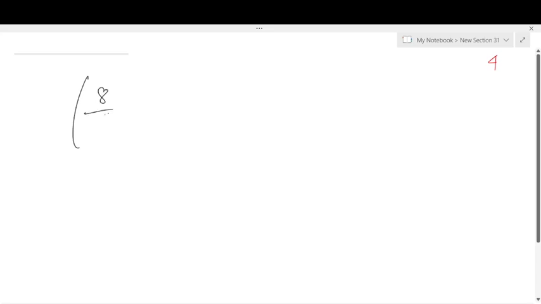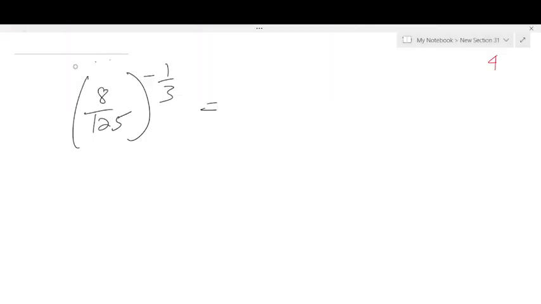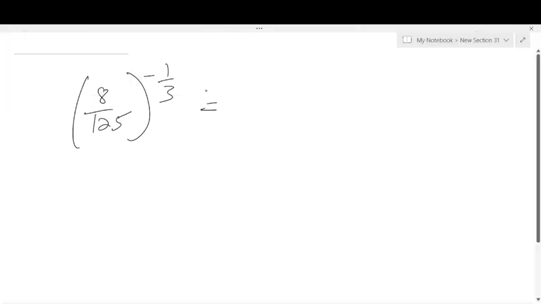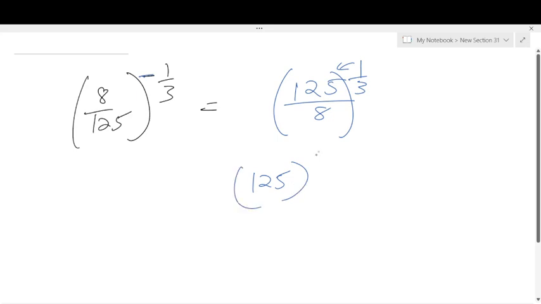Sixth question, 8 by 125 to the power of minus 1 by 3. What's the first step? Yes. First, check the positive or negative. First preference we give positive or negative. It is negative. So what you write? 125 by 8, power 1 by 3. This 1 by 3 you have to apply for both. Then what do you get? 125 into 1 by 3 and 8 into 1 by 3.